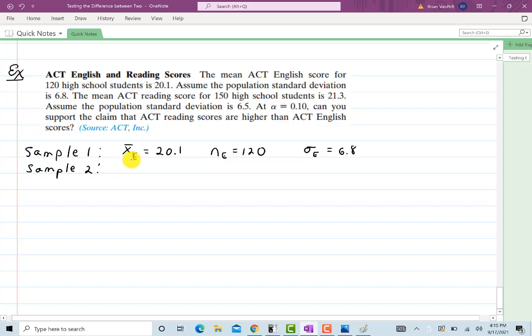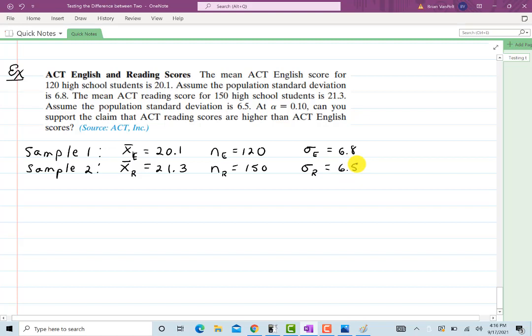Here, for the other one, was a reading score. So for the reading score, the mean was 21.3. So let's call this X sub R. That was 21.3. N sub R, what was that? That was 150. And sigma sub R was equal to 6.5.